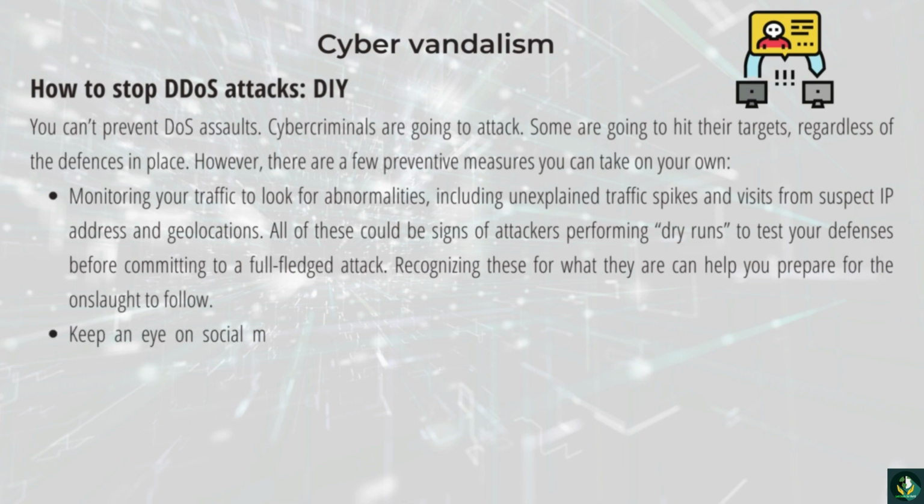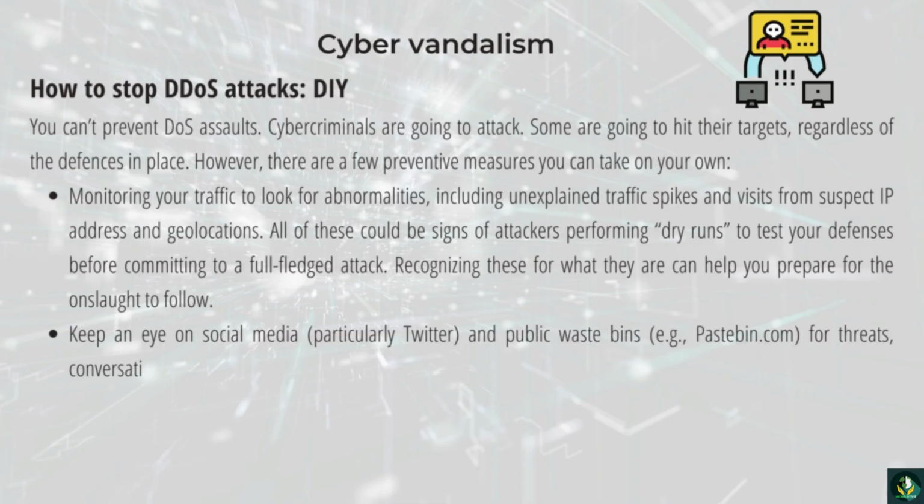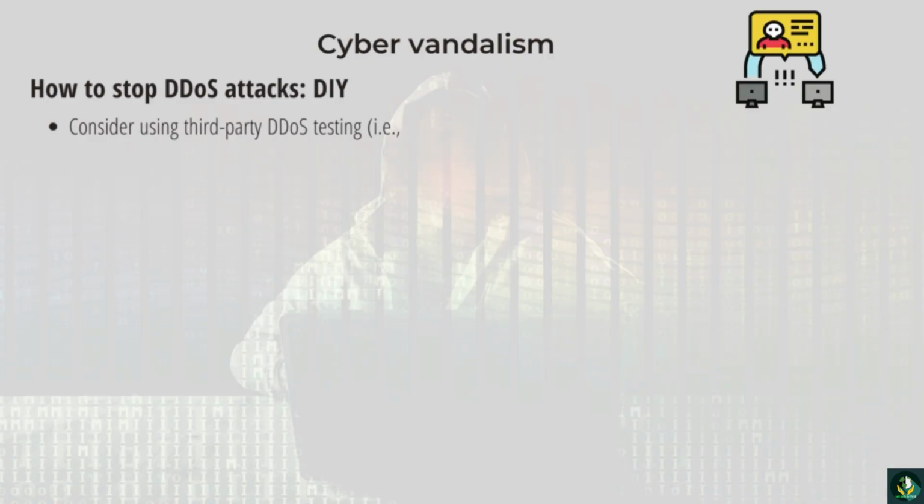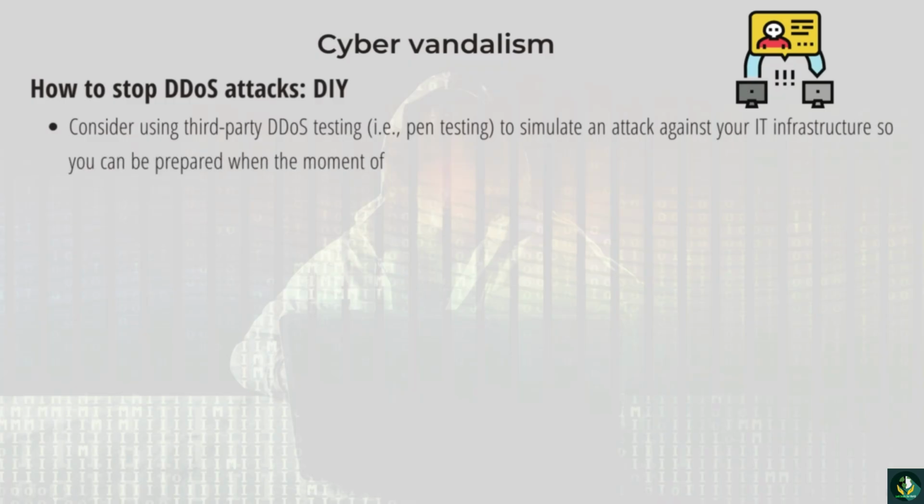Keep an eye on social media, particularly Twitter, and public waste bins, for example pastebin.com, for threats, conversation, and boasts that may hint of an oncoming attack. Consider using third-party DDoS testing, for example pen testing, to simulate an attack against your IT infrastructure so you can be prepared when the moment of truth arrives. When you undertake this, test against a wide variety of attacks, not just those with which you are familiar.